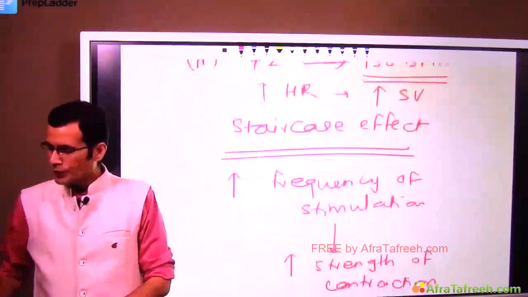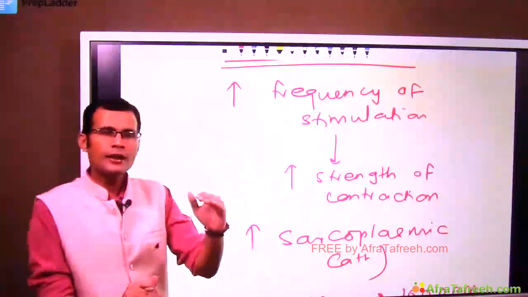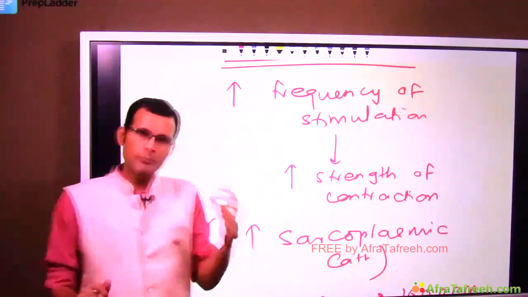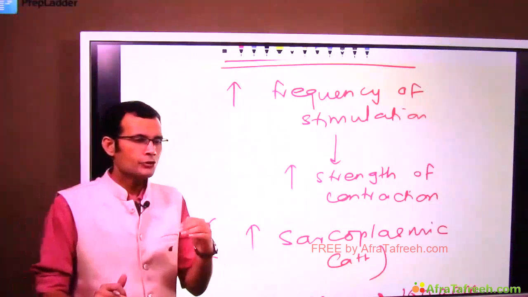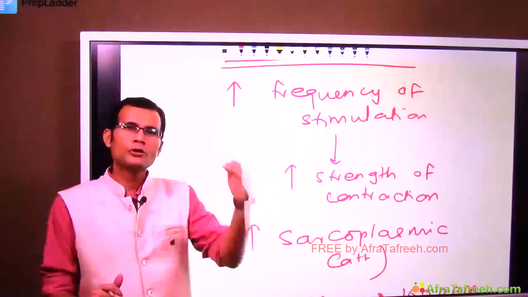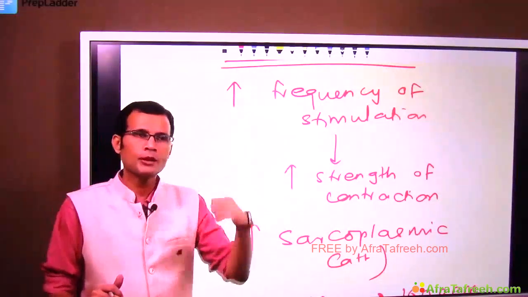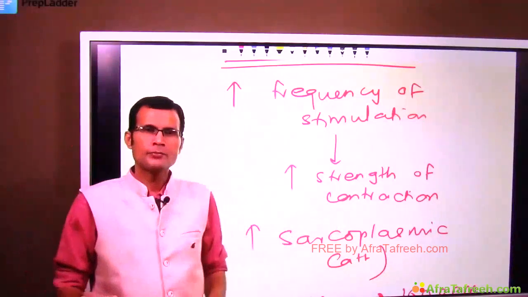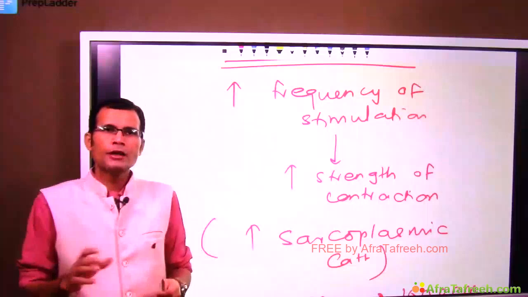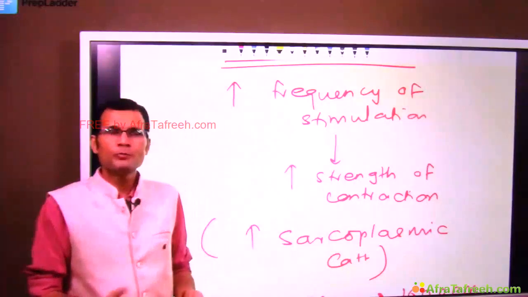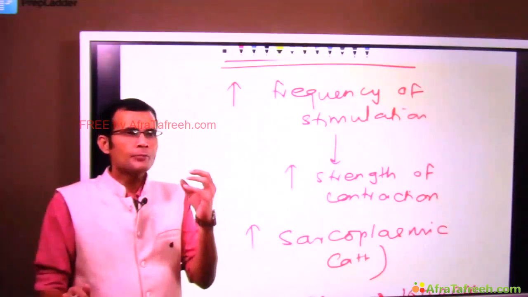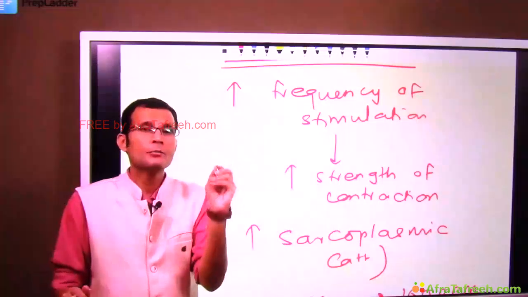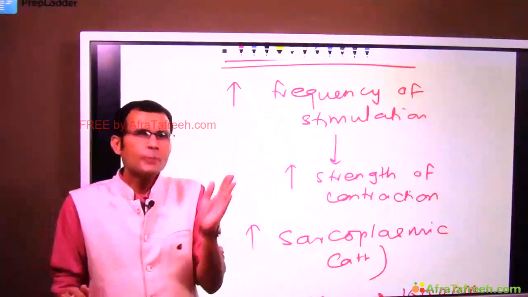Now, staircase effect has reached its maximum. I mean, imagine we are saying that each beat is producing stronger contraction and therefore stroke volume is becoming greater and greater. But it has got a certain limit. What is stroke volume? Stroke volume is the limited amount of blood that is ejected out of the heart in each beat. And that's a limited amount of blood.